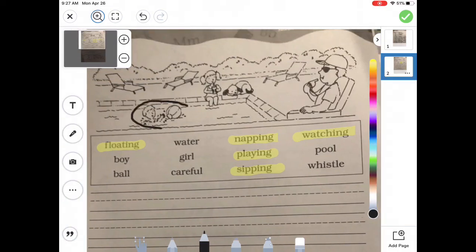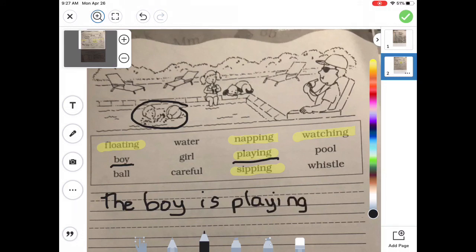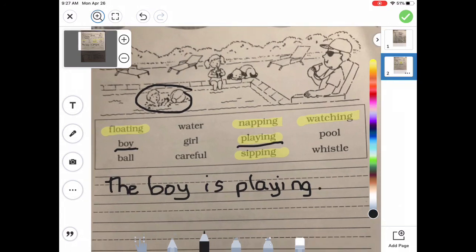All right, let's look at the boy first. And then I see my word boy. The boy, what's he doing? Is playing. Very good. The boy is playing. Good job. Okay. Then what's he playing with? A ball. That's right. You could say the ball. What's that ball doing? The ball is floating. Very good. The ball is floating.